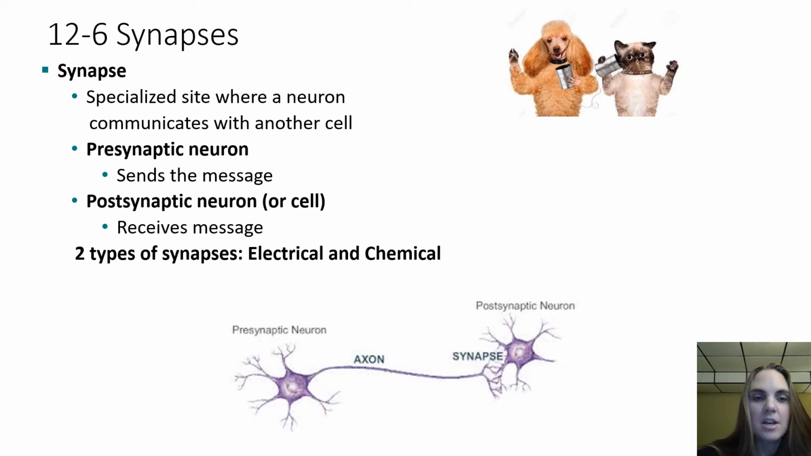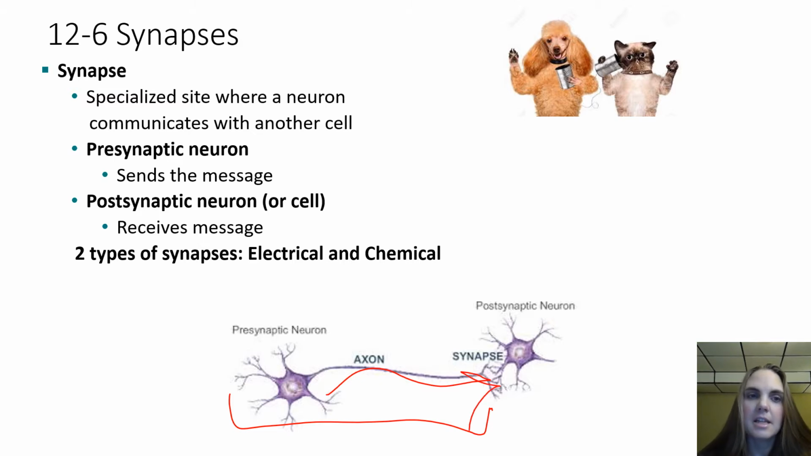Remember, we have that presynaptic neuron, which is the one that's sending the message. That action potential is traveling down to the synapse. And then we have the postsynaptic neuron or cell, depending on our situation, that's receiving the message. We have two different types of synapses in the body. We have electrical synapse and chemical synapse.